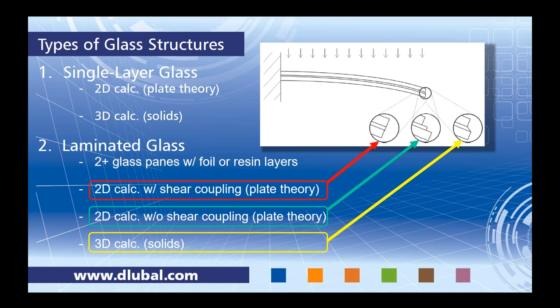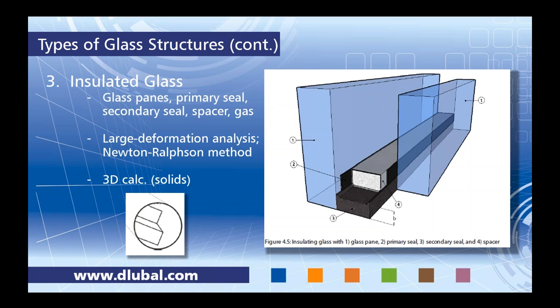Like I said, this is certainly the most accurate option. A downside to this, though, is that your solve time will be longer than typical plate theory. Now, the third option is insulated glass, shown here by this picture. We have two glass panes on either side. We have a primary seal, a secondary seal, and then a spacer with our gas in between the two glass panes.